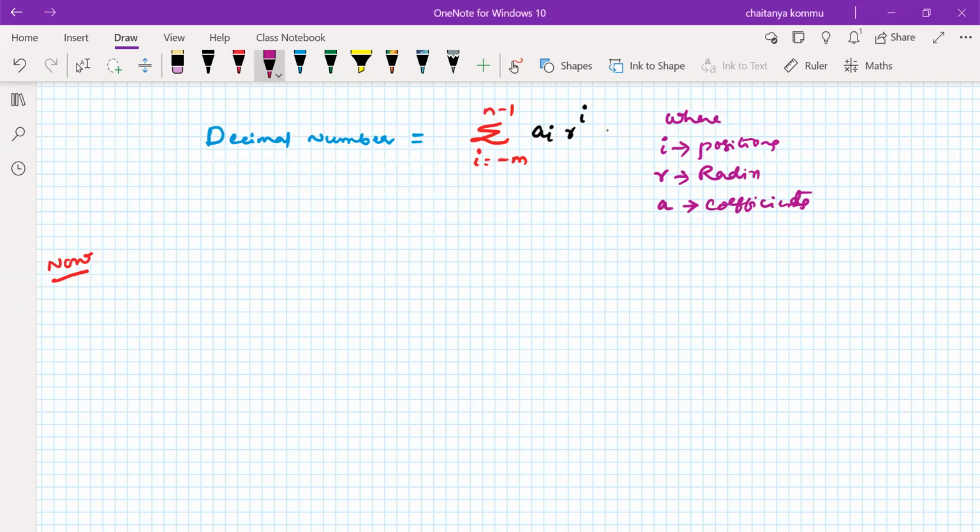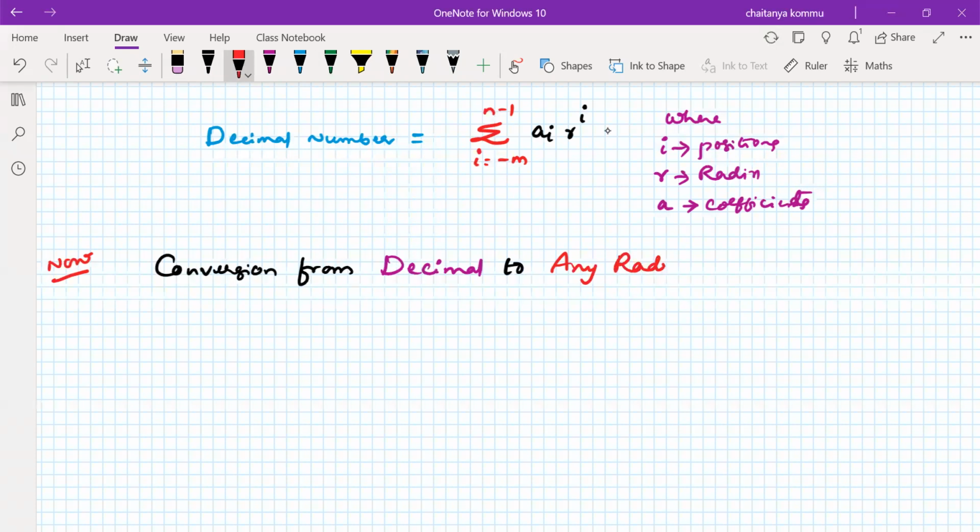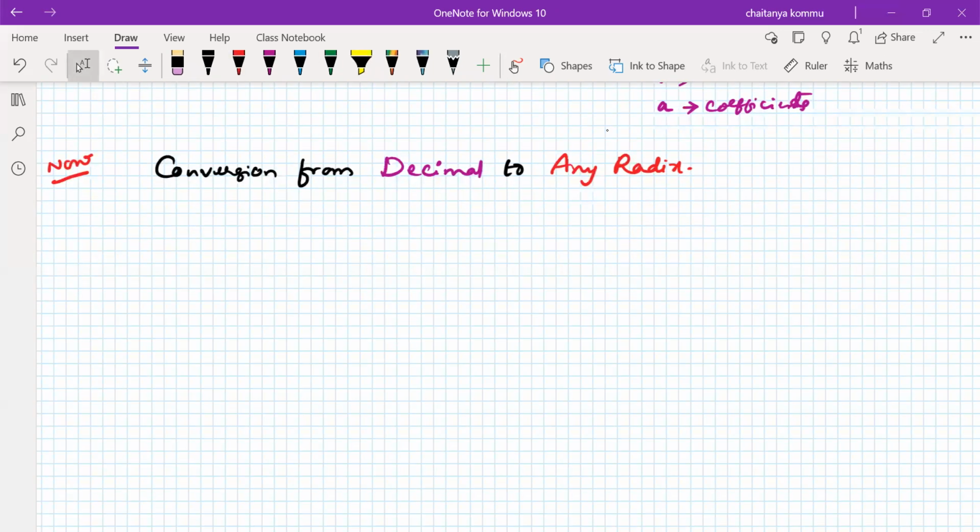Now what we do: conversion from decimal to any radix. But it requires some kind of procedure. It's not direct and straightforward like the conversion from any radix to the decimal number system. We have to follow some kind of mechanism or procedure. So let us consider something like this, for example, number 1.